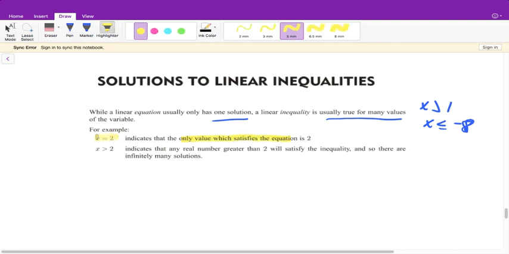So with an equation, there's usually only one value that will satisfy. So in this case, x is equal to 2. Well, the only number that we can use is 2. It's the only solution. However, when we get x is greater than 2, that means any real number greater than 2 works. So there are infinitely many numbers that are greater than 2, so there are infinitely many solutions for this. All right, so that's the difference between the two: when we're talking about inequalities, we're talking about infinitely many numbers, which is why we want to graph them.